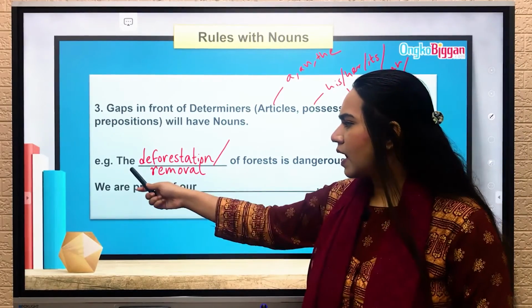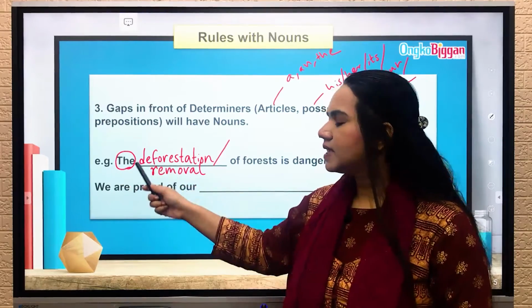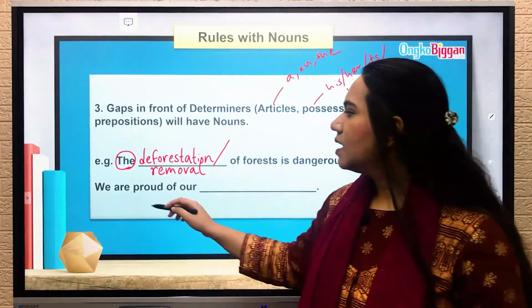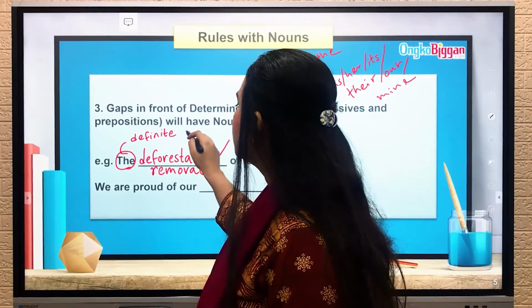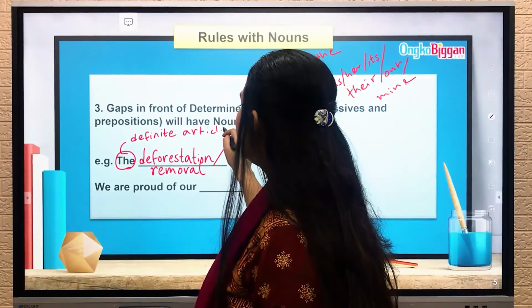So what do we have? We have a "the" and then we see a gap. So what is a "the"? A "the" is a definite article. So right after this, we have used a noun.